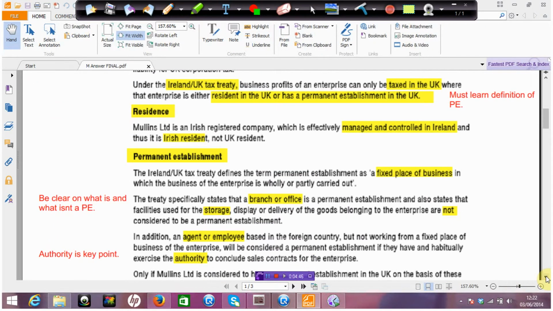In terms of this permanent establishment, just know the definition of a permanent establishment. I think an easy one to remember: a fixed place of business. Okay, a fixed place of business. Now, both a branch and an office, and indeed a subsidiary, would be a permanent establishment. But watch out for things like storage, display, or facilities for delivery of goods. Clearly not. So you'll know that from your text and from your definition.